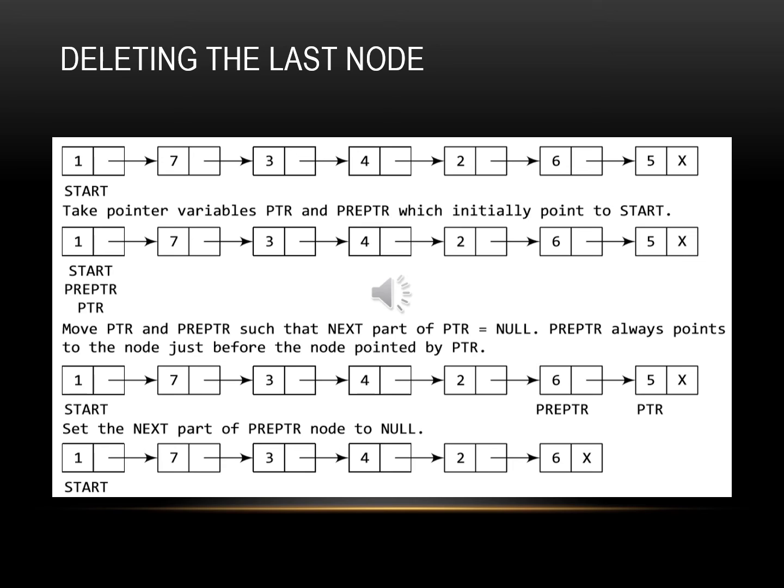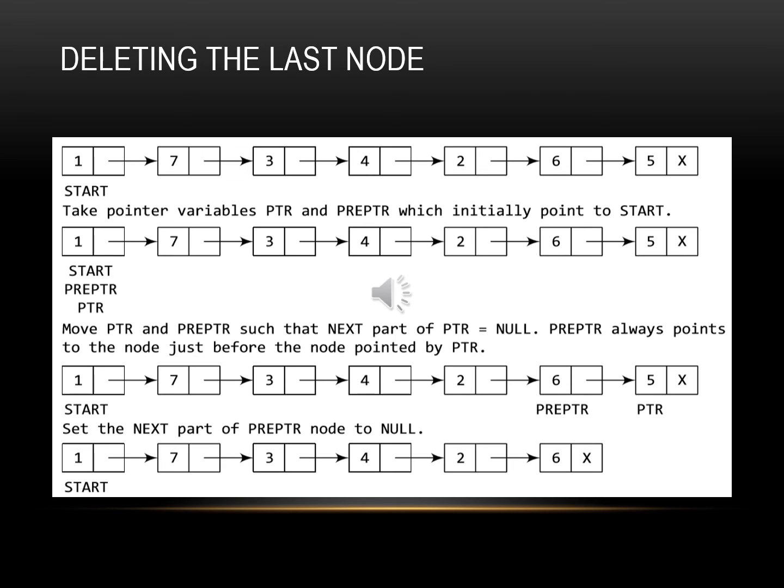Now this is the second case, that is deleting the last node. For that, two extra pointer variables have been taken, that is pointer and pre-pointer, and they are moved in such a way that pointer is pointing to the last node and pre-pointer is just a node before it, using a loop.